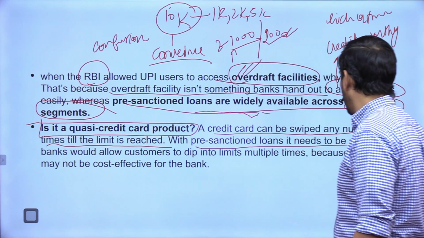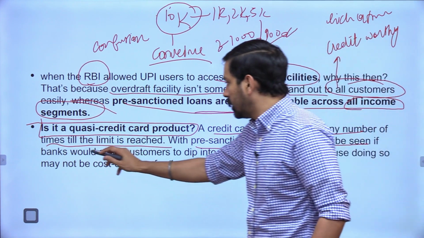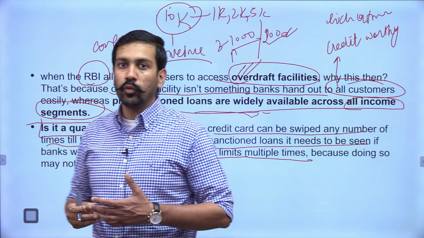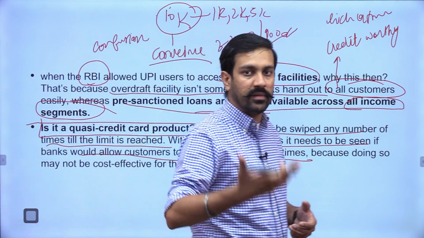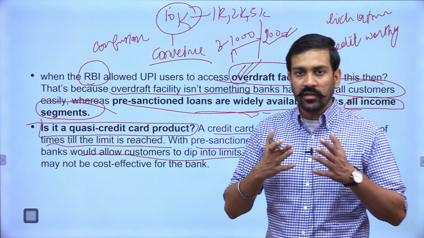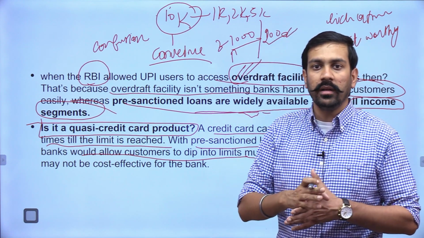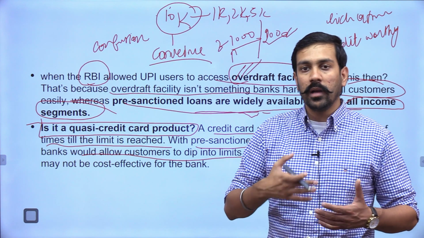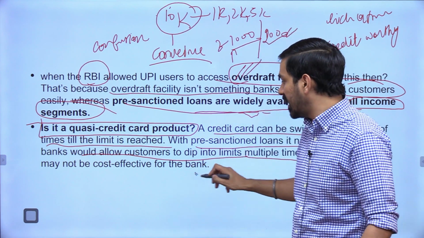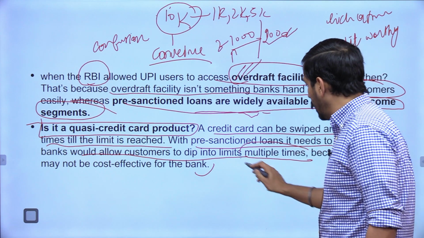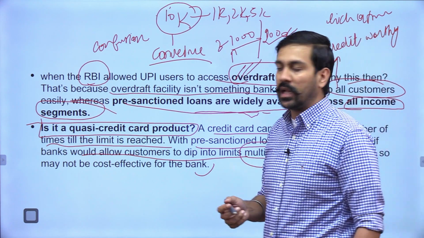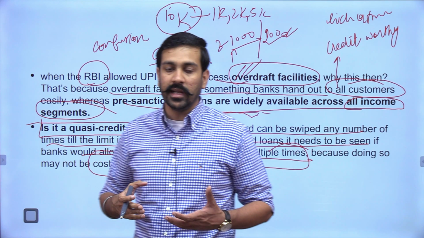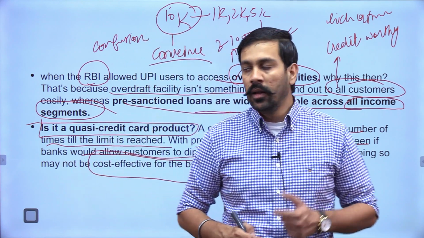But with pre-sanctioned loans, it has not been defined if banks would allow customers to dip into limits multiple times. It is to be seen whether the amount given to the customer has to be spent at once, that you can use this facility only once in a month, or whether you can avail it multiple times like a credit card. Allowing customers multiple times to go through these pre-sanctioned loans may not be cost effective for the bank. So we will see how this thing particularly works out in the future.